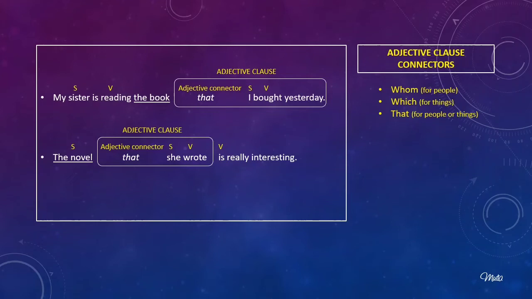The adjective clause connectors are whom for people, which for things, that can be for people and things.